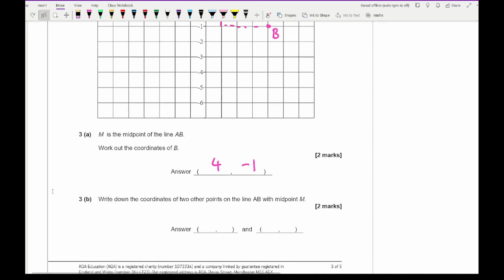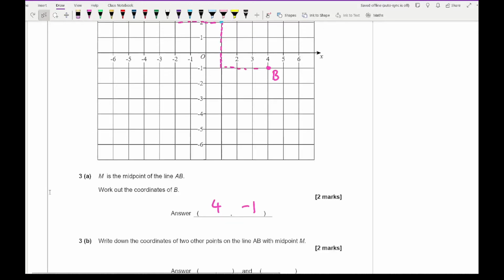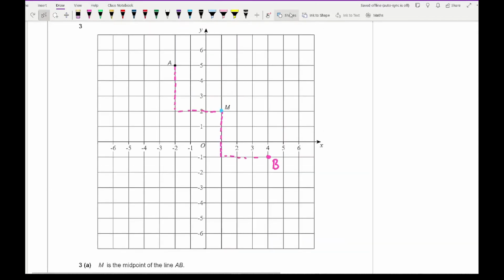And it then says write down the coordinates of the other points on the line AB with midpoint of M. So for this, all I've got to do is draw a straight line from A to B. And what I'm looking for is any coordinates that lie on this line that I'm drawing, which I'm just going to change the color to make it a bit obvious. Match it up, so any coordinates that lie on that line.